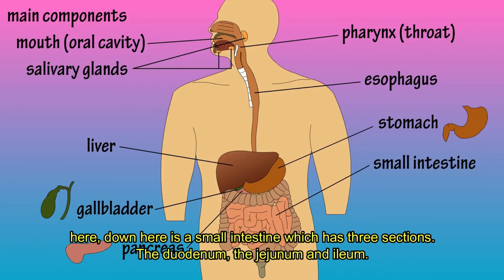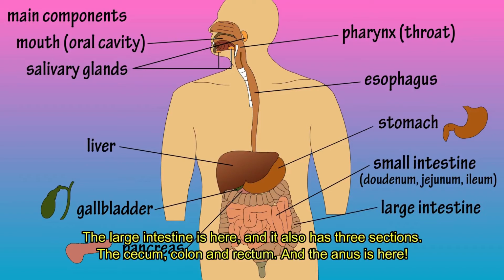Down here is the small intestine, which has three sections: the duodenum, the jejunum, and the ileum. The large intestine is here, and it also has three sections: the cecum, colon, and rectum. And the anus is here.